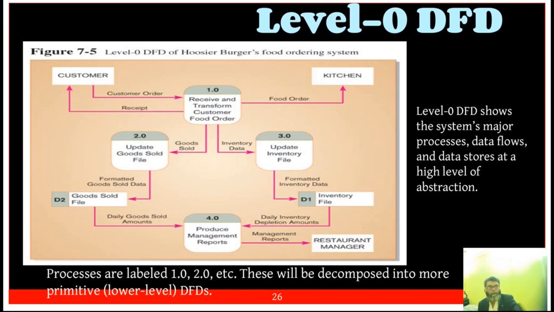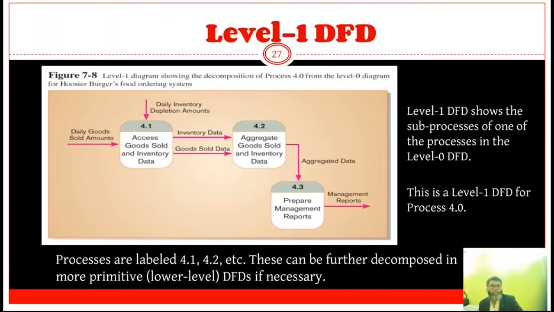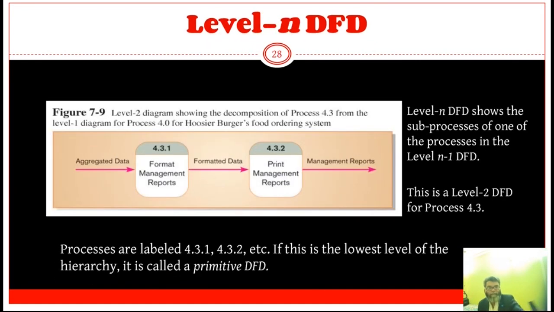Then comes the level 1 diagram. Level 1 DFD describes the sub-processes of one of the processes in the level 0 DFD. That is, there we mentioned 1, 2, 3, 4. Here it is mentioning 1.1, 1.2, 2.1, 2.2, etc. And then the level n diagram.